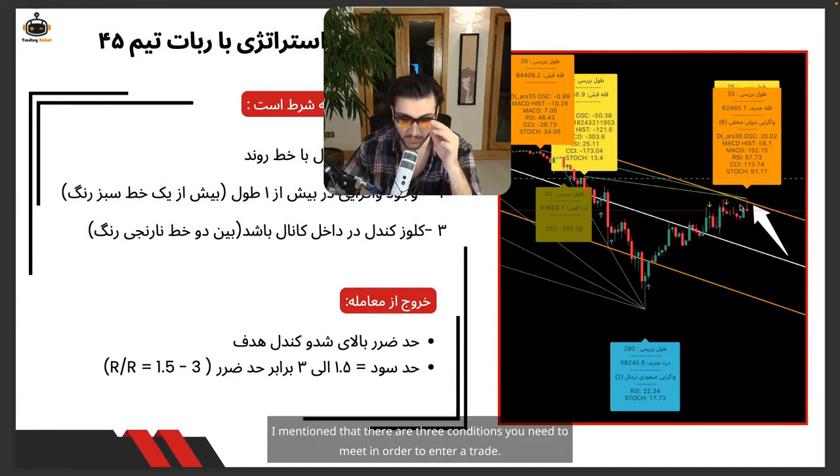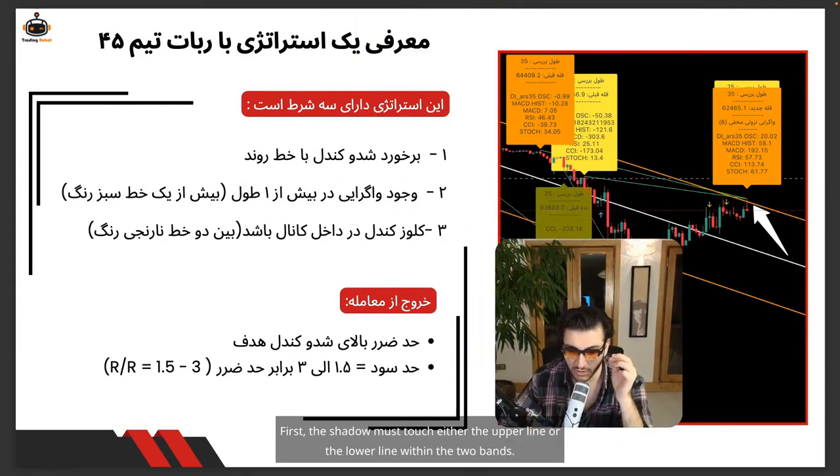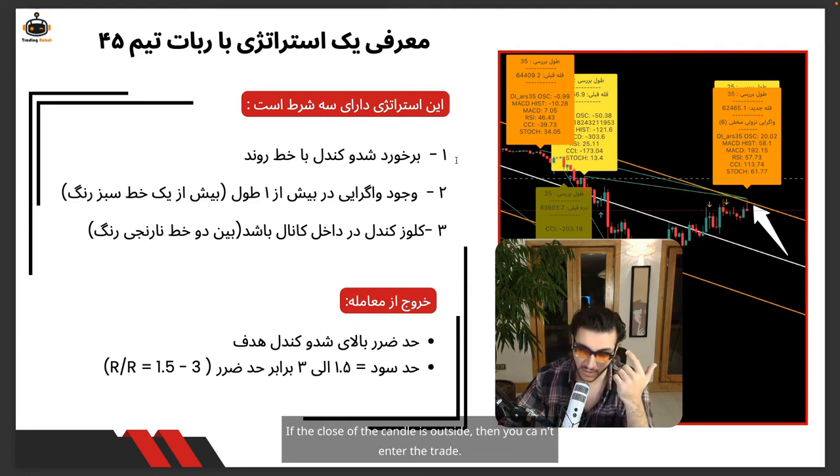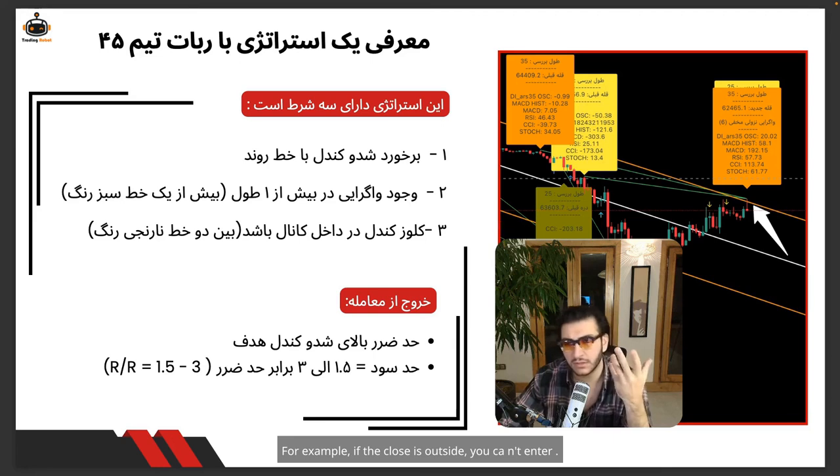What did I say? I mentioned that there are 3 conditions you need to meet in order to enter a trade. First, the shadow must touch either the upper line or the lower line within the 2 bands. Second, there should be divergence over more than 1 length, meaning this green line shows divergence over multiple lengths: 2 lengths, 3 lengths, 4 lengths, the more the stronger. I usually take 3 lengths myself, and the close of the candle must definitely be inside. If the close of the candle is outside, then you can't enter the trade. These conditions are crucial for entering a trade.